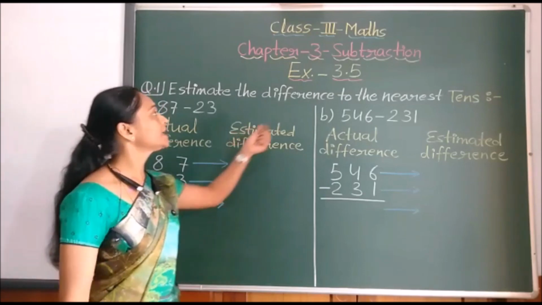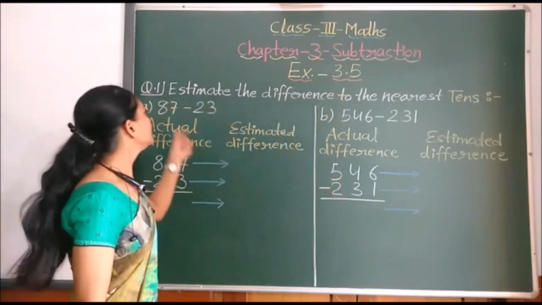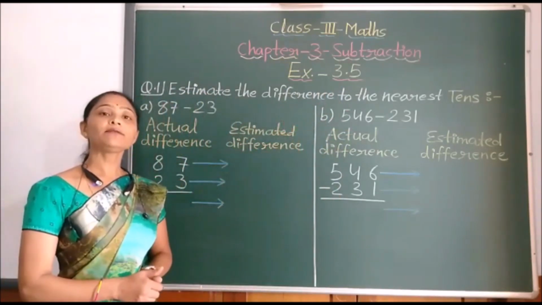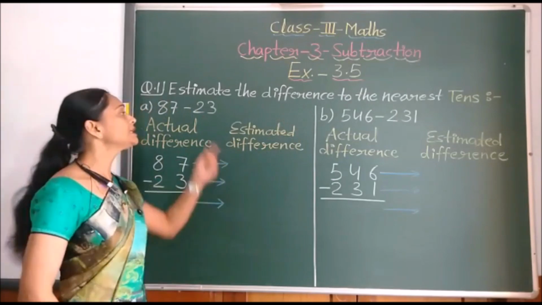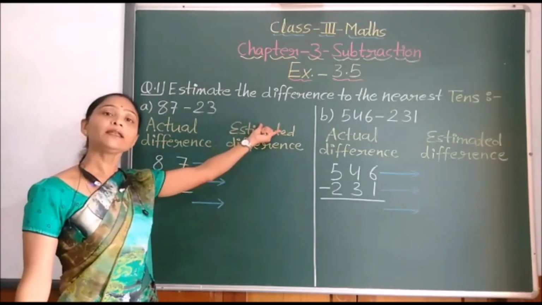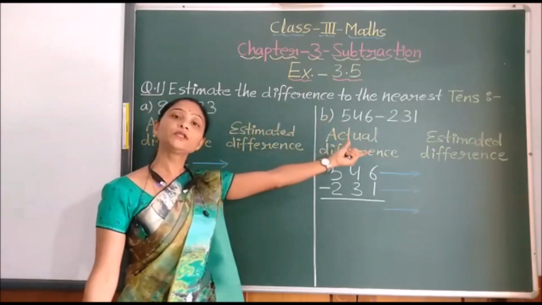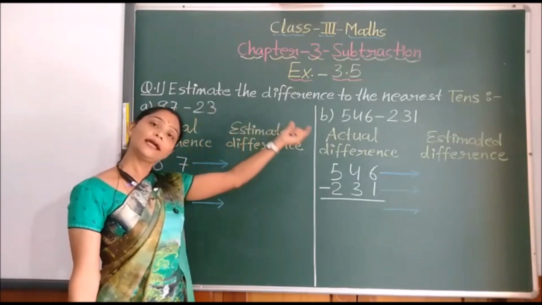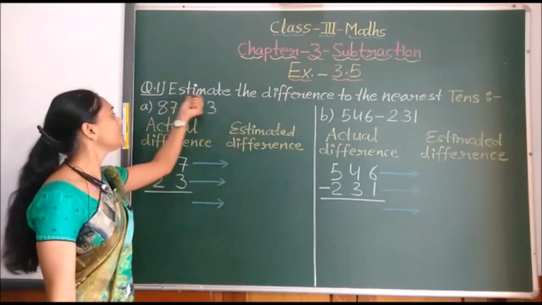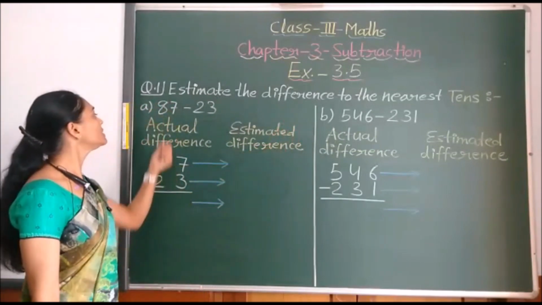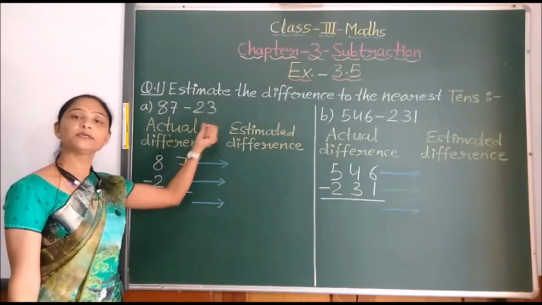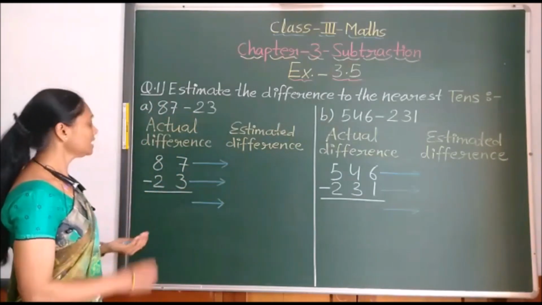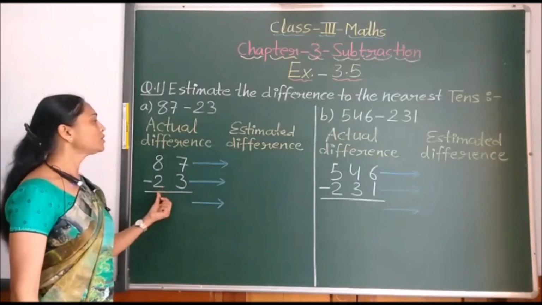Now we are going to start exercise 3.5. In this we are going to learn estimate the difference. So see children, we have learned in second chapter estimate the sum. So for that what we did? We did first round off to the nearest tens of both numbers. So same way as we did for the addition, estimate the sum, same way we will estimate the difference. What to do? First we will round off these both the numbers to the nearest tens and then we will subtract. Yes children? So see, round off already we know how to round off to the nearest tens.